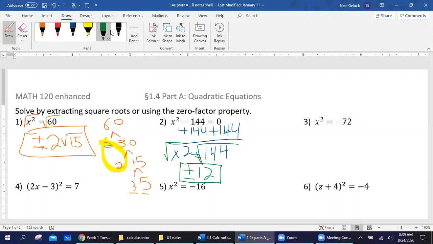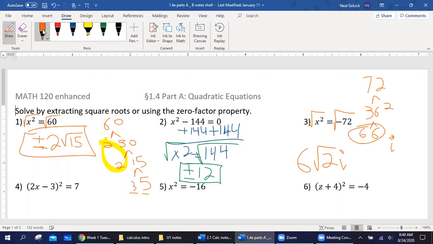Now, since we've talked about i in complex numbers, for letter number 3, we can do this. We square root both sides. We know how to deal with that square root of a negative. We just bring out an i. If I break down 72, maybe I do a 36 and a 2. 36 breaks into a 6 and a 6. I don't have to break those down further because there's a pair. So this would be 6 root 2 i.